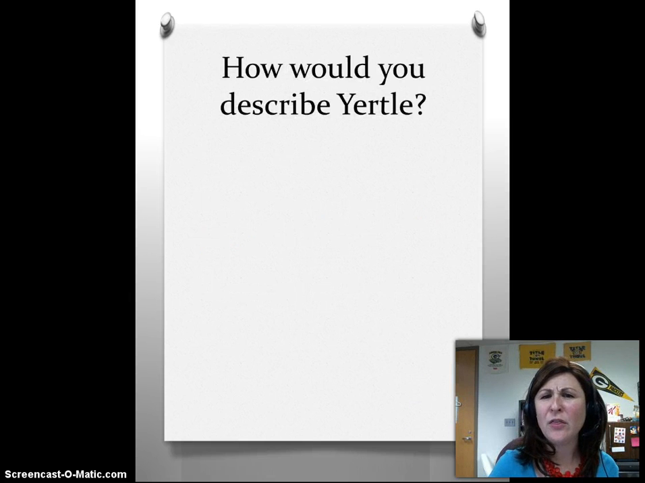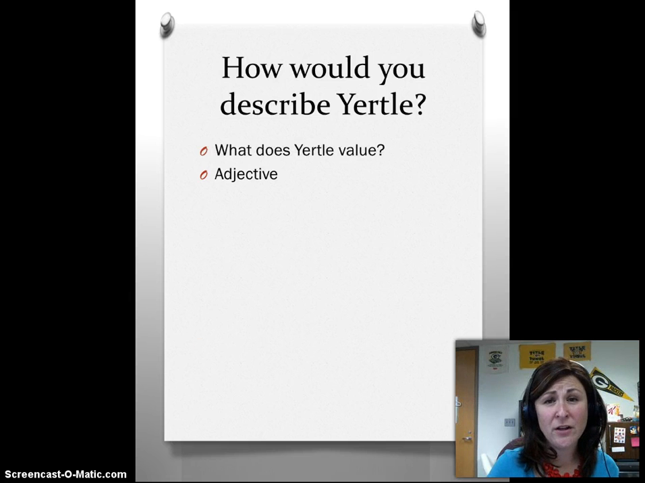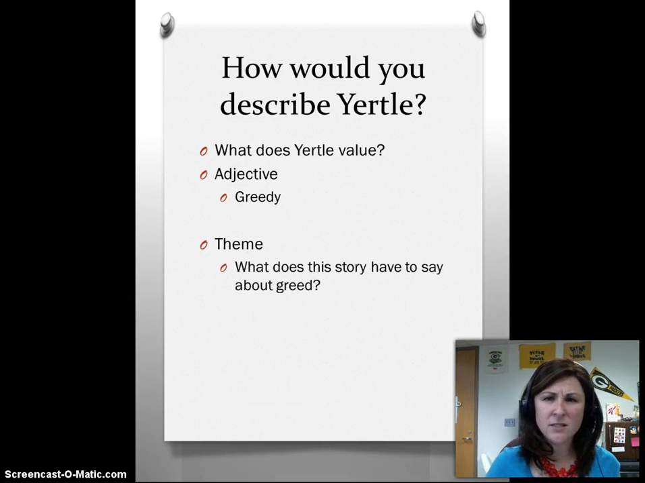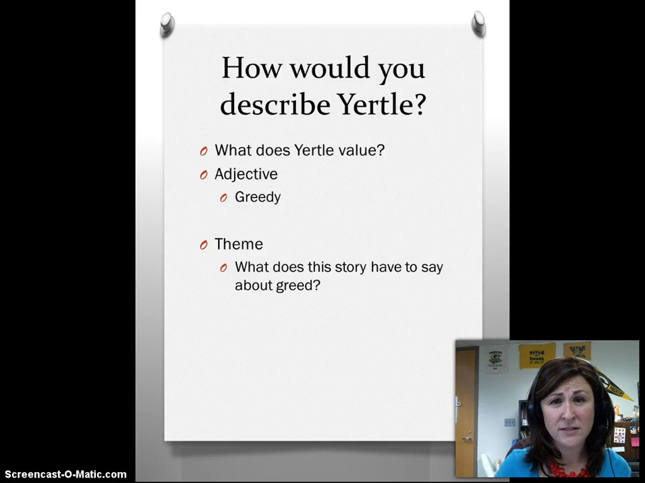We need to come up with a theme. The theme is going to be something about how we would describe Yertle. A good way to think about how we would describe him is an adjective and what he values. Well, it's very clear that Yertle is very greedy. So as we think about creating a theme, we're going to ask ourselves, what does the story have to say about greed? I think one of the things it says is that it doesn't pay to be greedy.